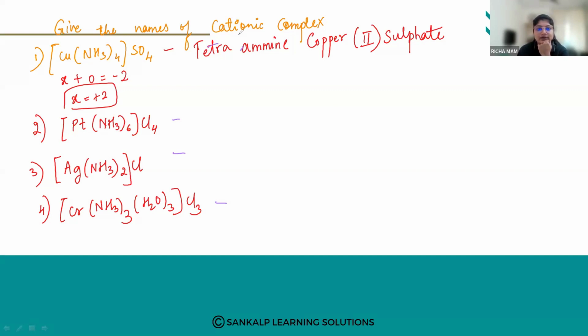Hexaammineplatinum chloride. Okay, let us see. Hexaammine, six ammines are there, then platinum. Let us find the oxidation state. Platinum is X plus ammonia, which is a neutral molecule, so it will be zero, then equals to -4. So X is equal to plus, so the platinum charge is +4.